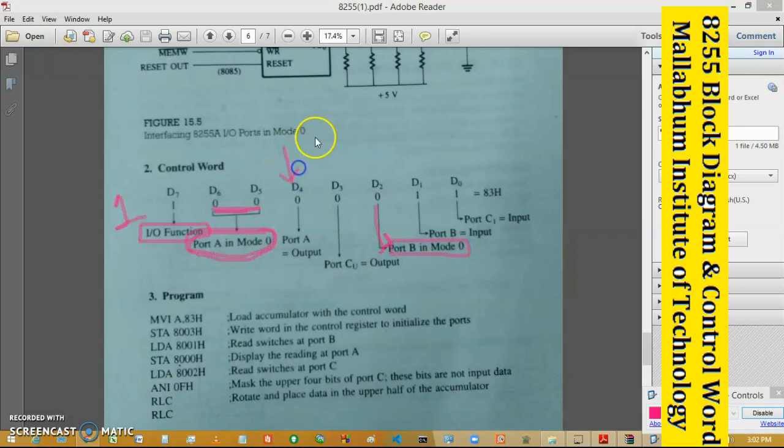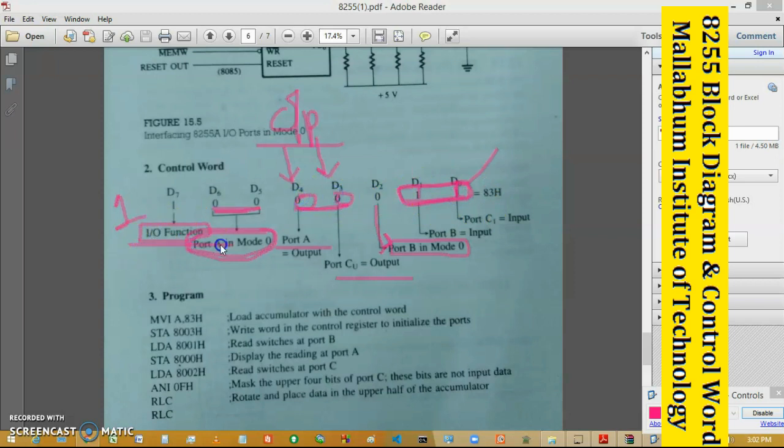Next, D4 and D3 are reserved for port A and port C upper. Now port A and port C upper must be operated as output ports. LEDs are connected to these two ports, so they must be 0. And now the opposite: port B and port C lower have switches connected, so these must operate as input ports, so these are 1. So it is set to 1 because these are operated as input ports, and these are set to 0 because these are operated as output ports.